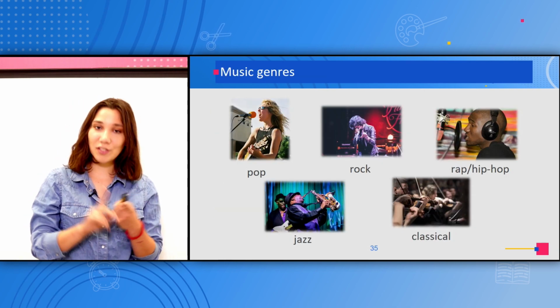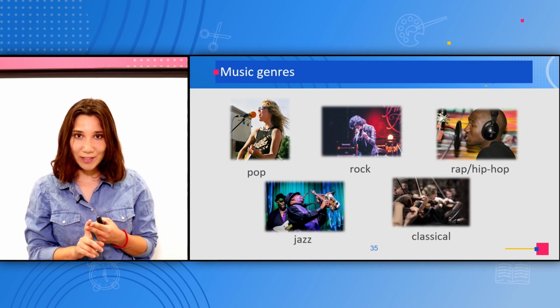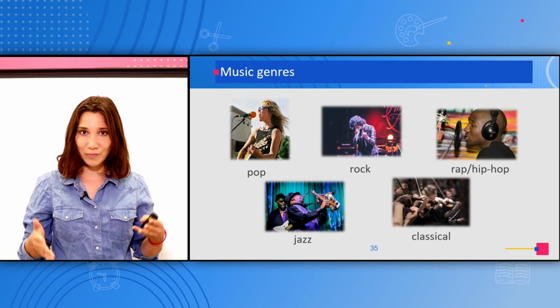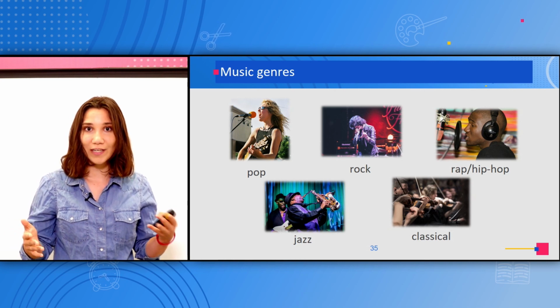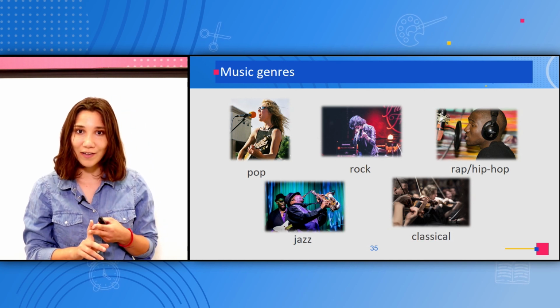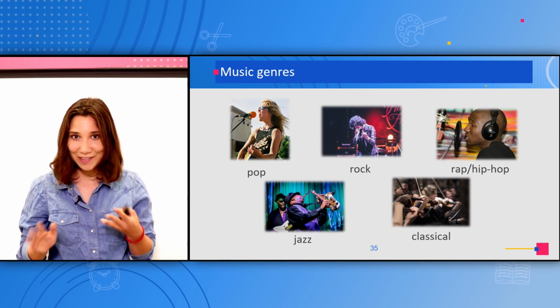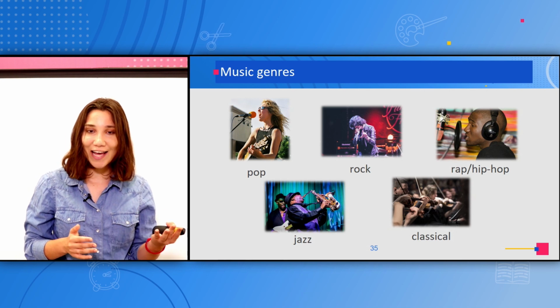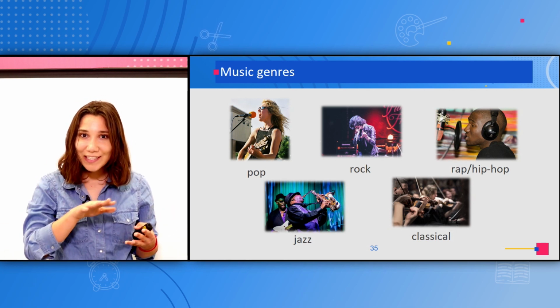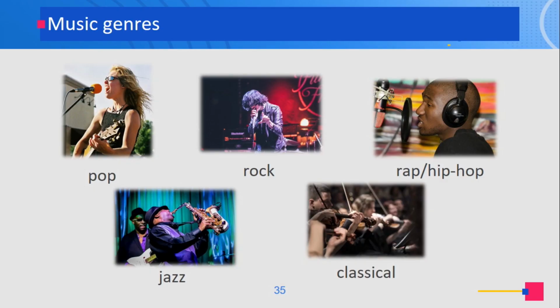So we talked about instrument families, different types of instruments, words about music, and now we have music genres, or different types of music. You have pop, rock, rap, or hip-hop. They're like the same thing. Jazz and classical music. Look at these and think about what instruments you might use for each type of music.